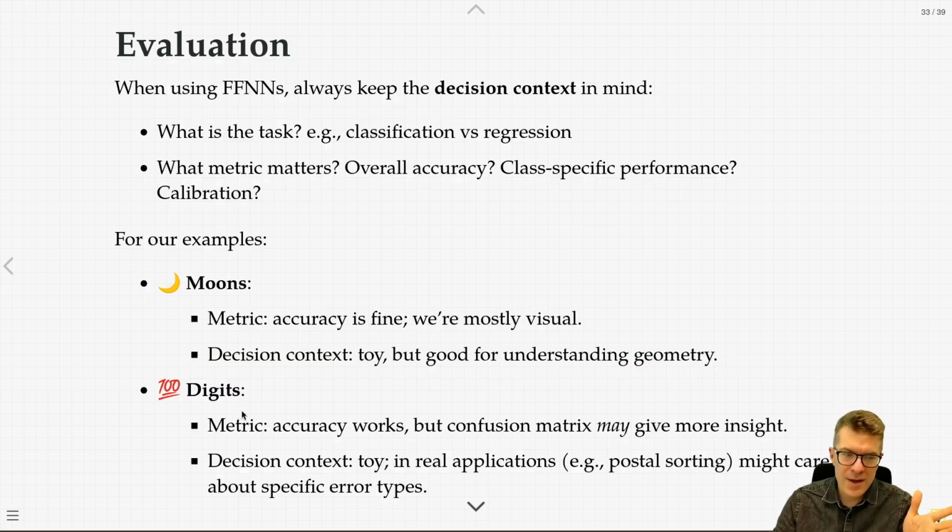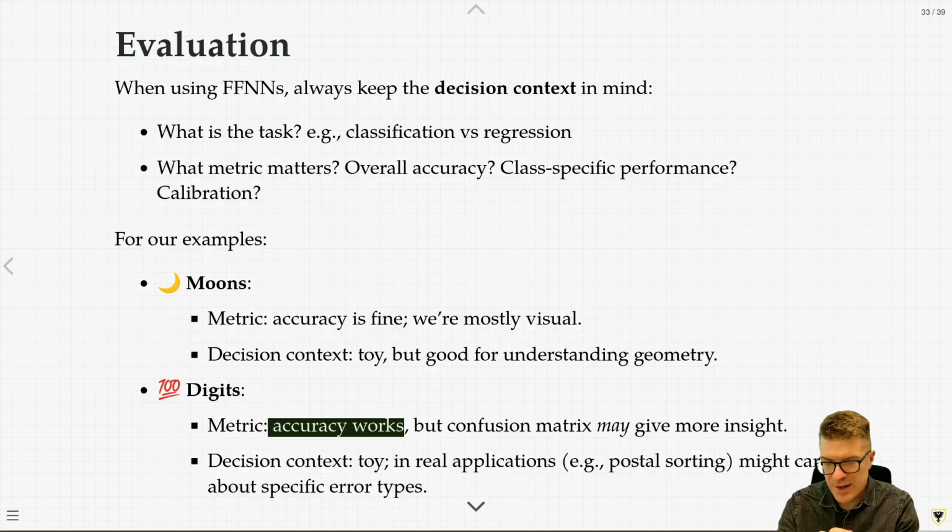But even with the digits data set, we start thinking a little bit about how this could be used, right? So normally accuracy is going to work. All of these digits should be more or less in equal proportions in the data set. But maybe if you look at the confusion matrix, because you're doing classification amongst 10 possibilities, maybe looking at that confusion matrix will tell you, okay, this digit is often misrepresented as that digit.